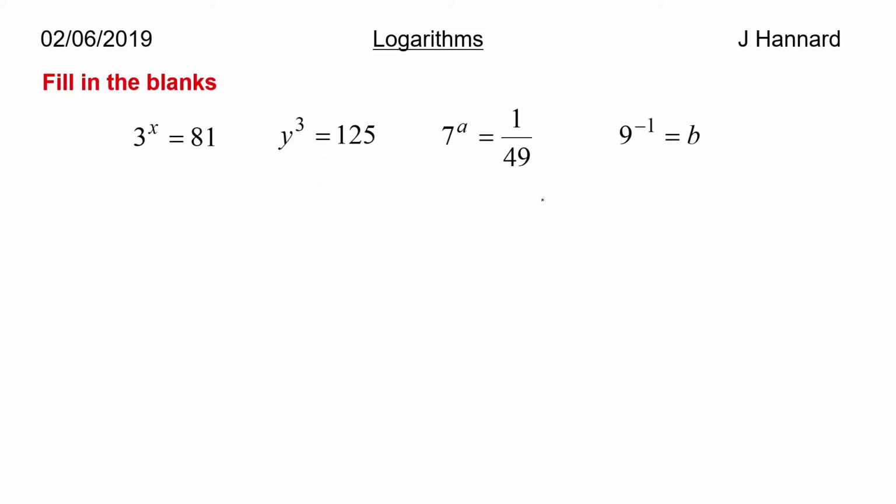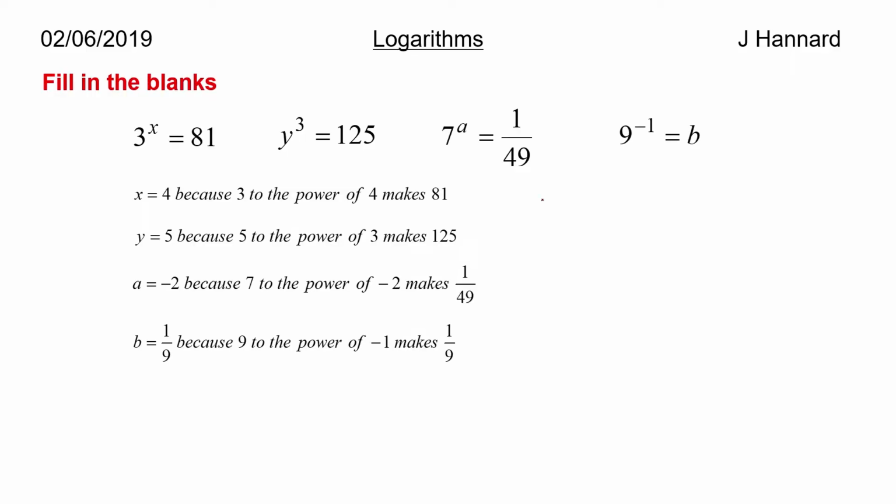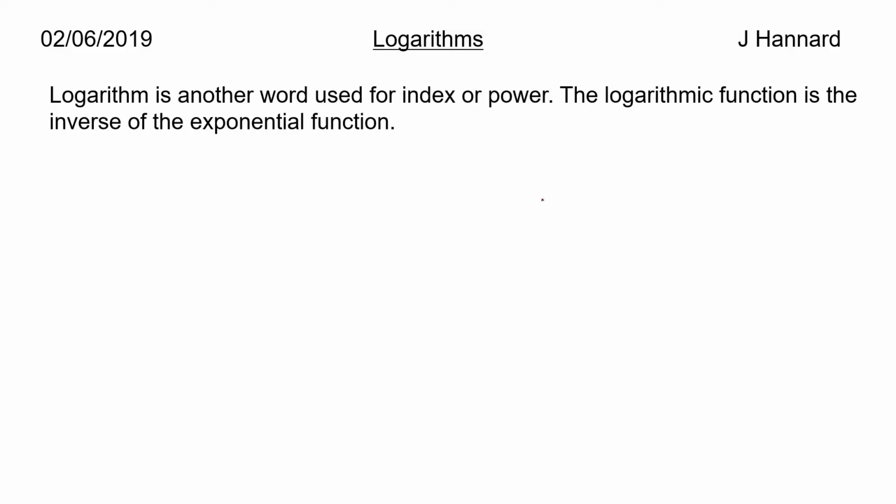So fill in the blanks. This is exactly what we did last time out with exponentials. We filled in the blanks. We said, well, x is equal to 4, y is equal to 5, a is equal to -2, and b is equal to a ninth. And why are we bringing this up again? Well, because logarithm is another word used for index or power. The logarithmic function is the inverse of the exponential function, so they're very closely related.